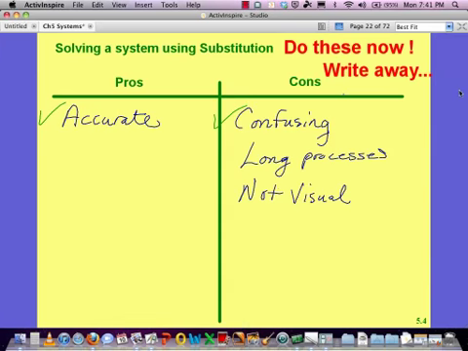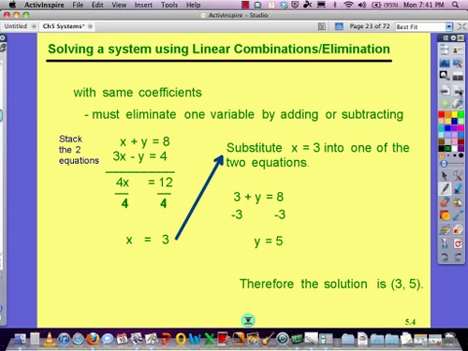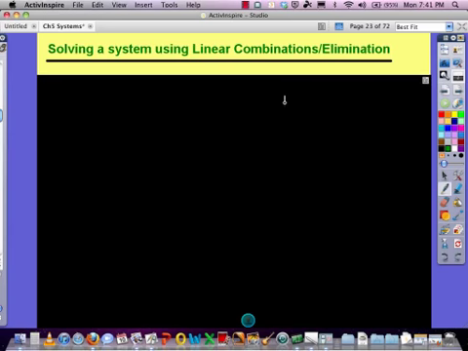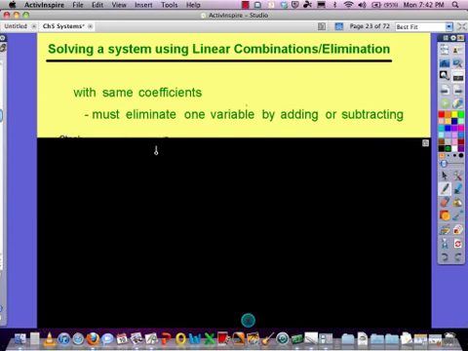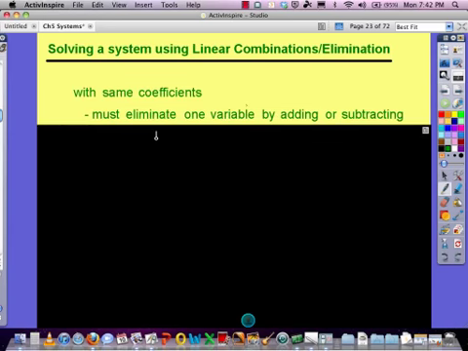So knowing that, we're going to try something called linear combination. I like to also name it elimination. I like the name elimination because it tells you what you're going to do with the variables. So solve a system using linear combinations and elimination. Most of our equations will be linear based. So starting off, we're going to use the same coefficients, and you must eliminate them by adding or subtracting.